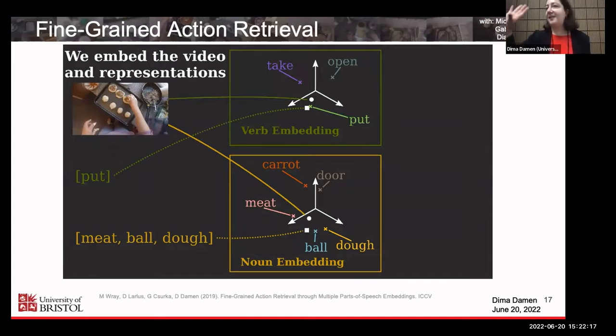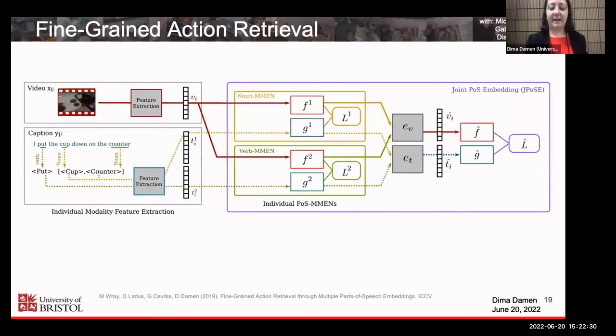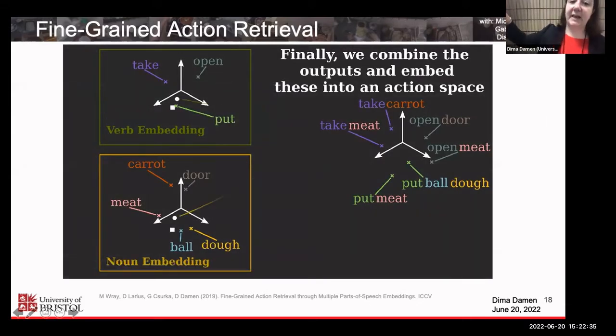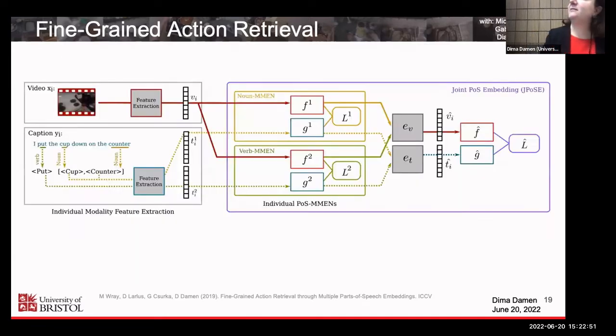So the whole thing is about, is this a put or an open, regardless of the object? And then the other space is purely on nouns, regardless of the action. And of course, from these two spaces, you can then combine the information, okay? Combine the information from these two embedding spaces into the standard space that we have. But by forcing the model to go via this compositionality, you're actually forcing the model to understand what is the action here and what is the object. So this is a very simple model. You can think of it as any blocks.